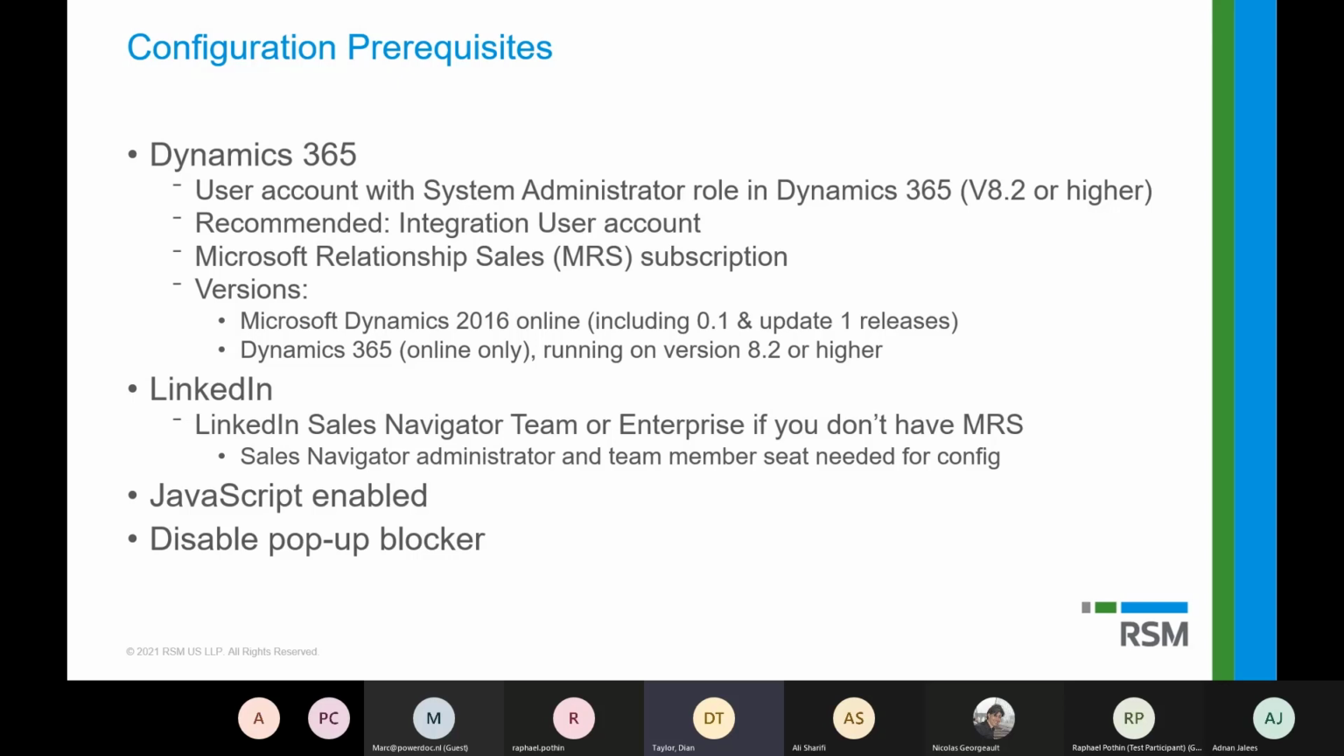So if you don't have that, then what do you do? Well, then you need to sign up either for LinkedIn Sales Navigator Team or LinkedIn Sales Navigator Enterprise. The difference between those and Microsoft Relationship Sales is that the MRS license allows you to get a cheaper rate. It entails both Dynamics 365 Sales and that LinkedIn Sales Navigator subscription in one. And again, if you don't have that, you would have to get Dynamics 365 Sales and then Sales Navigator Team or Enterprise.